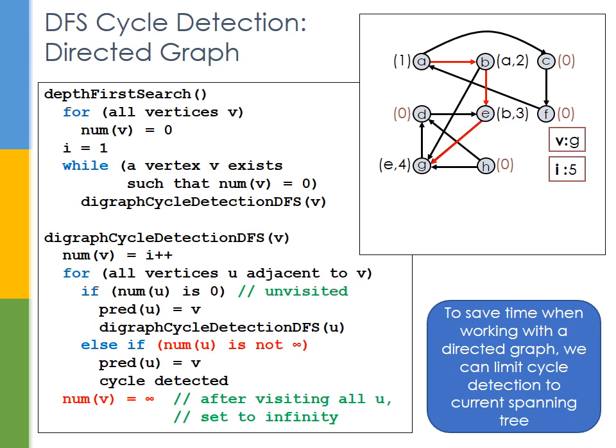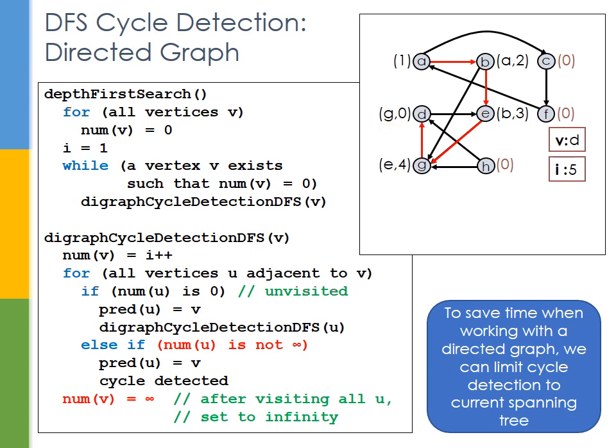So now we have updated the number variable for vertex G. We now need to look at the adjacent vertices for vertex G, and we see that we only have vertex D to consider at this point. So that's the next vertex that we'll consider. We look at D's number, which is 0 at this point. So this means we need to set the predecessor for vertex D to the current vertex, which is G at this point, and then we call our recursive function again.